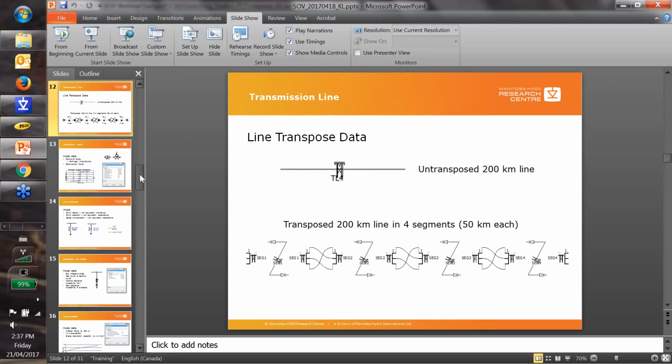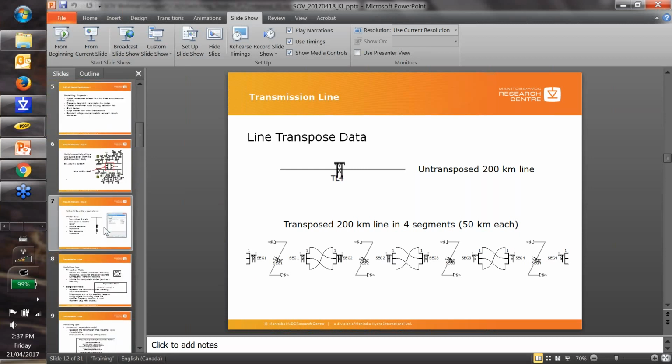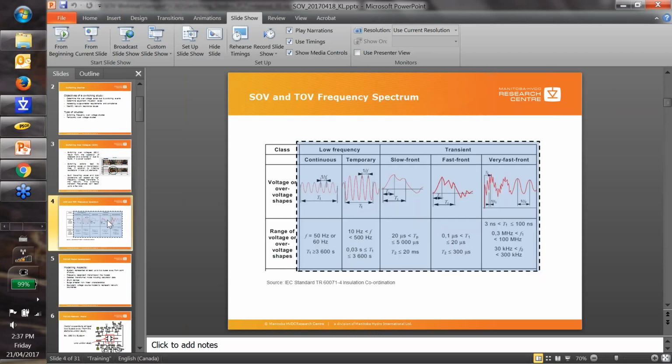Because if you look at the table here, for the switching, we're looking at 20 microsecond to 5,000 microsecond for the slow front. So if your simulation time step is 10 microsecond, it should provide you with enough samples. It also depends on the length of the line or cables you have in your model. If you have really short lines and cables in the network, then you may need to adjust your time step accordingly.